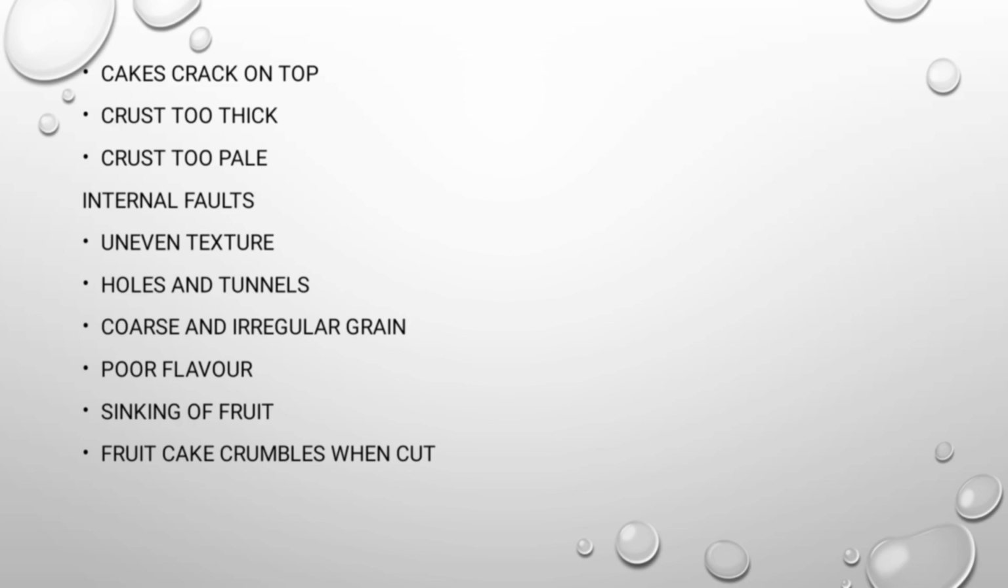And the internal faults include uneven texture, holes and tunnels, coarse and irregular grain, poor flavor, sinking of fruit, fruit cake crumbles when cut, pale crumb color, dense, poor keeping quality, and quick staling.